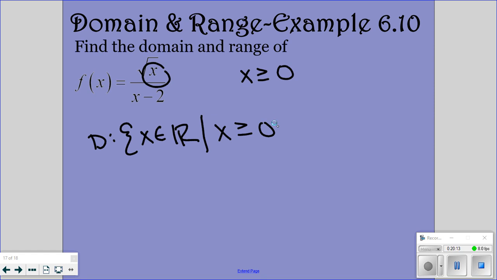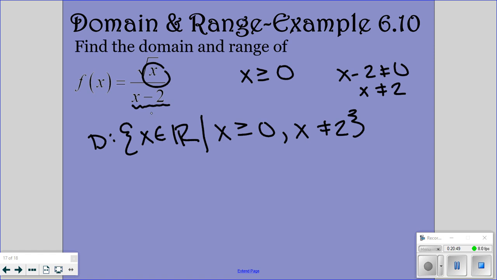Now I'm not finishing it because we have something else to go right here. We also have a denominator to look at. We cannot have a denominator that equals 0 because then it doesn't work. You can't divide by 0. So x minus 2 cannot equal 0. So that means that x cannot equal 2. And so those are your two domain components. X has to be greater than or equal to 0 and it cannot equal 2.